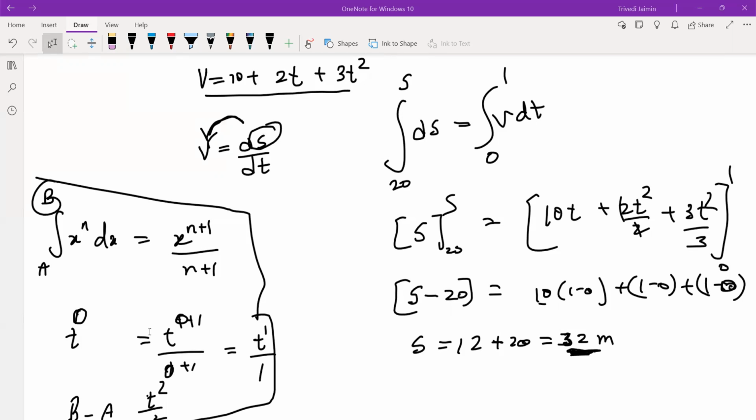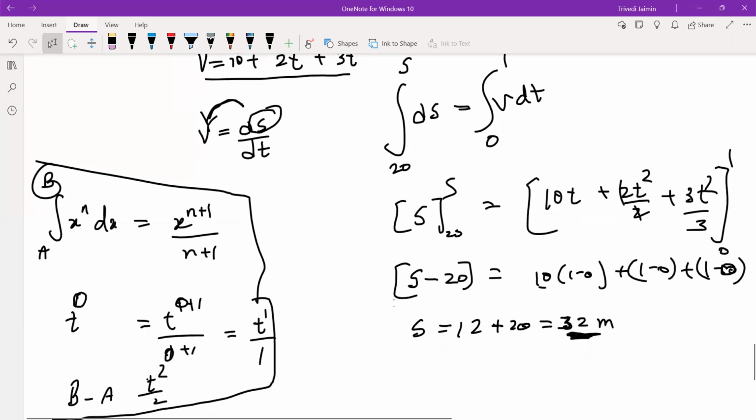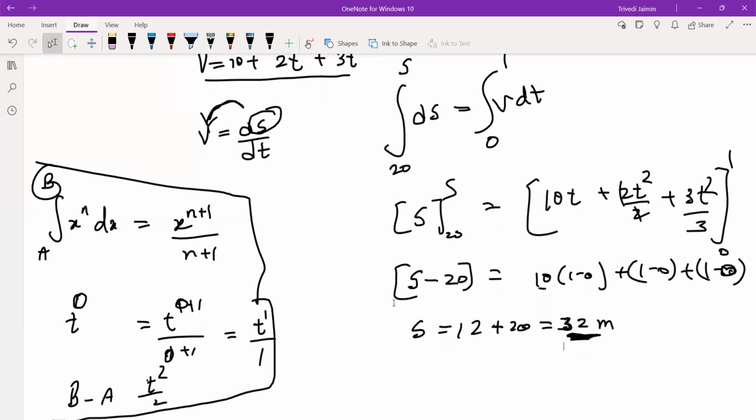Sir, is the differentiation 6t plus 2? Okay, 6t plus 2. Yes, because 3 into 2 is 6, so 6t plus, and it will become 2. So the 10 will be 0. Exactly. Differentiation of a constant is 0. But here, integration of a constant is not 0. It is added. Differentiation, yes, decreases the power.